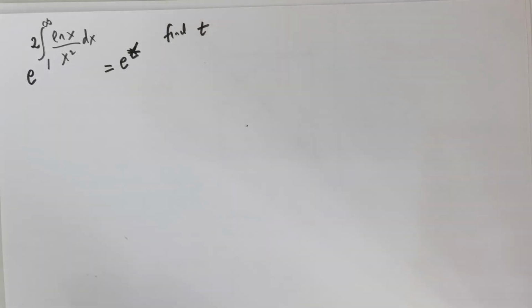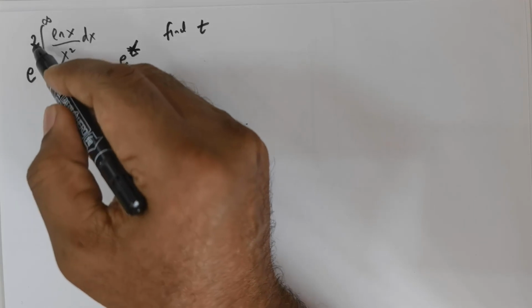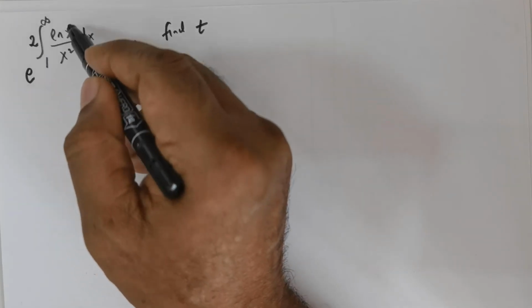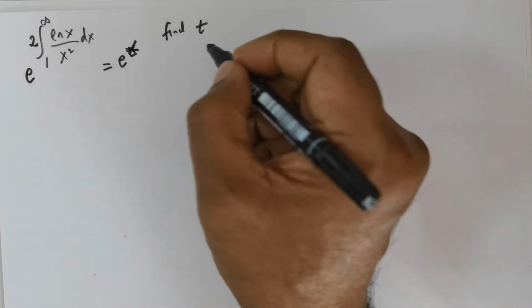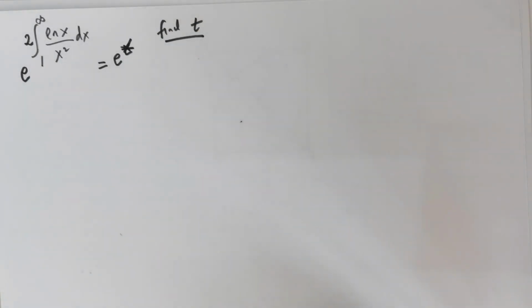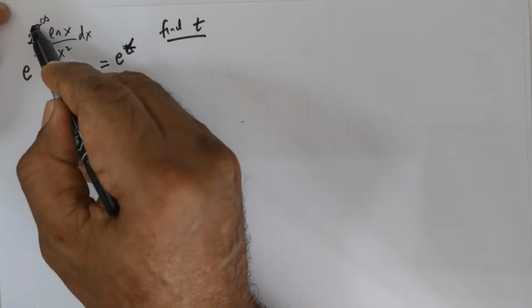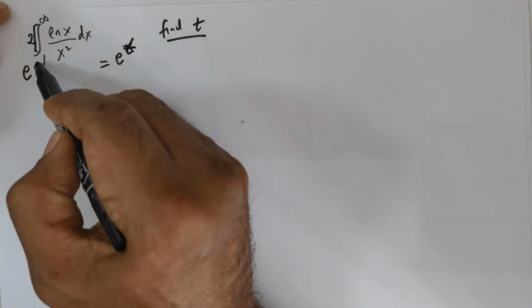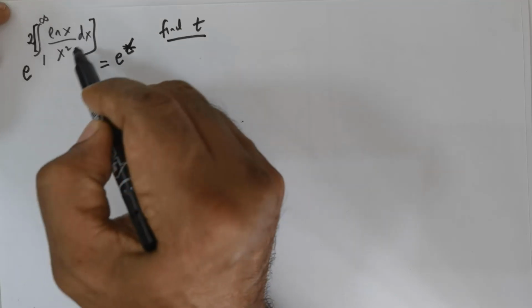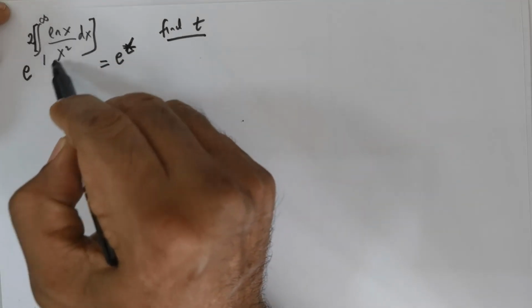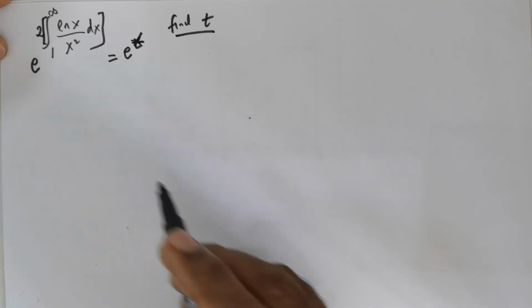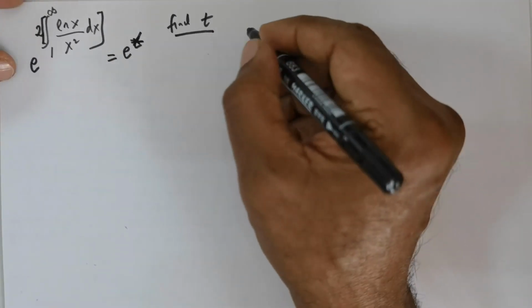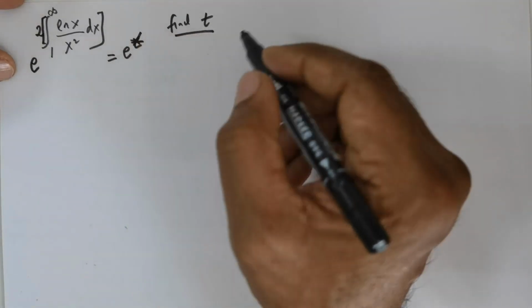We have this equation: e raised to the power of 2 times the integral from 1 to infinity of ln x divided by x squared times dx is equal to e raised to the power of t. We are expected to find the value of t. Now clearly this looks a little bit daunting because you have an integral expression featuring as an exponent on the left side. So foremost we need to sort that out.